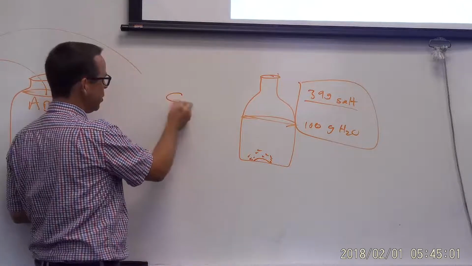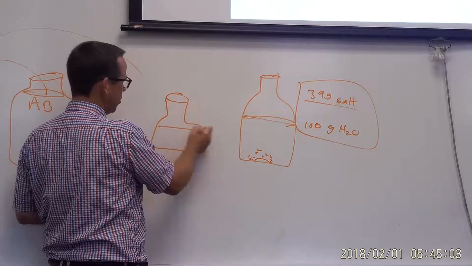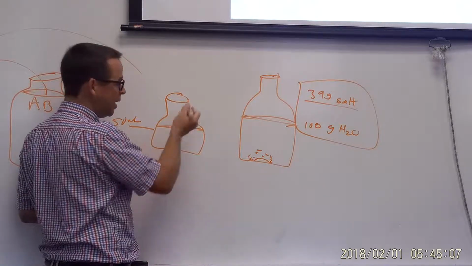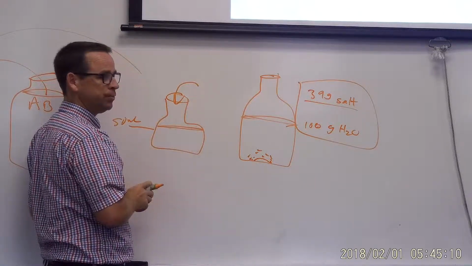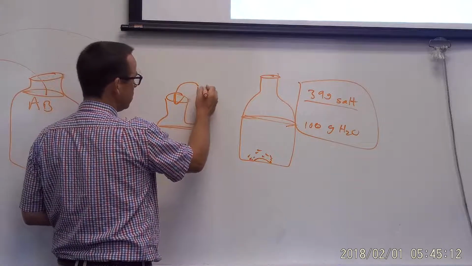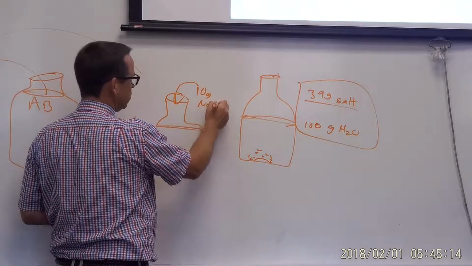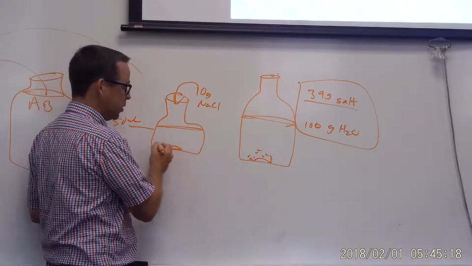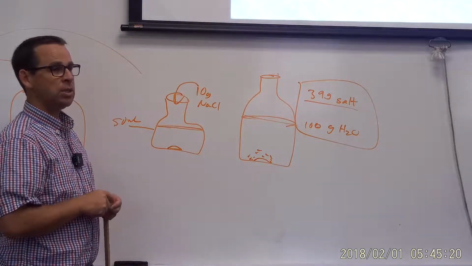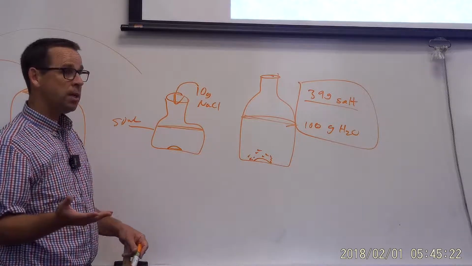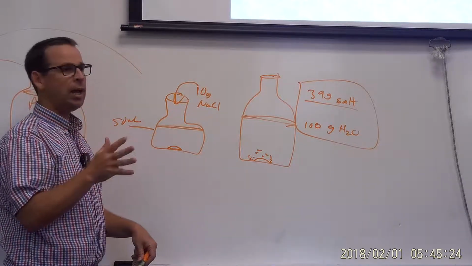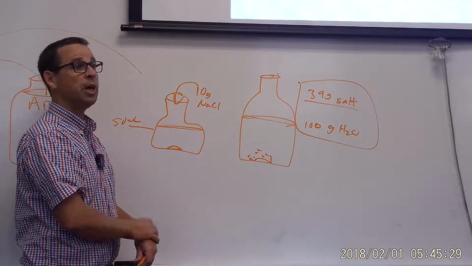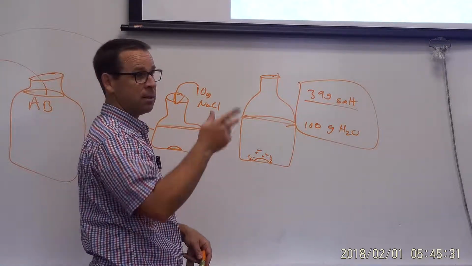So if I have a container over here, a smaller one, with only 50 mils of water, and then I put in how much salt? 10 grams of salt. Is the resulting solution going to have a pile of salt at the bottom? Is it going to be saturated? Saturated would mean you can't add any more. That's as much as you can add. No, it's going to be unsaturated. I can still add something.